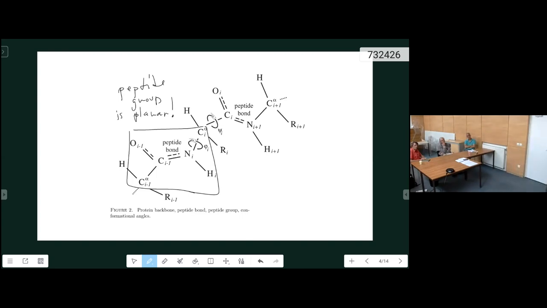Moreover, the angles in the peptide group are more or less as indicated. They're not quite 120 degrees, but very close, within a few degrees of 120 degrees. So that's a good approximation of the geometric structure of this peptide group.